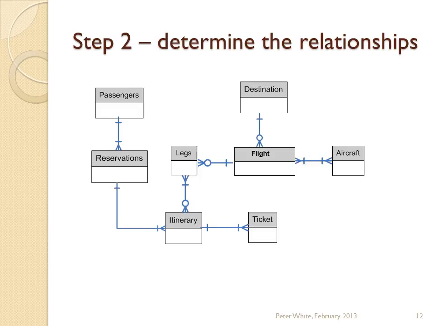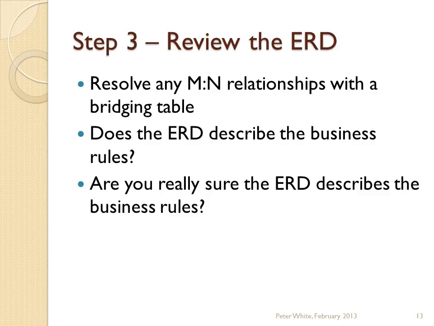So I've put my ERD together in a fairly logical manner that starts from the start of the process. That makes sense to me, but you might see it happening in a slightly different way. That doesn't matter, provided that you capture all those entities and the relationships and you show them. Our next step then is to review the ERD. The first thing here is to resolve any many-to-many relationships with a bridging table. We also now want to go through the ERD and ask, does it describe the business rules?